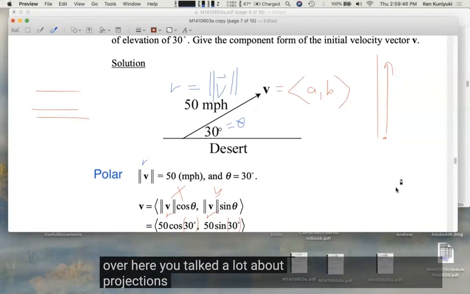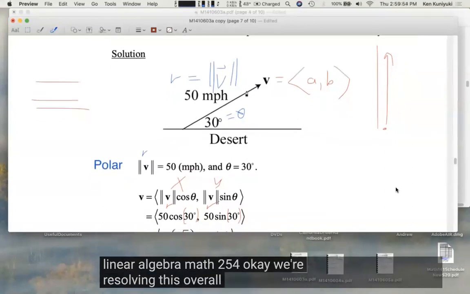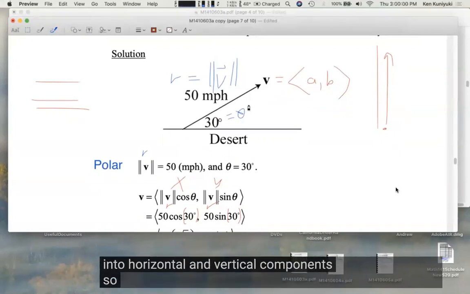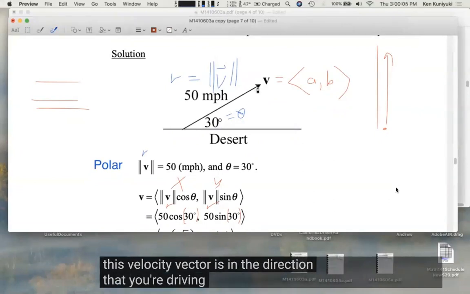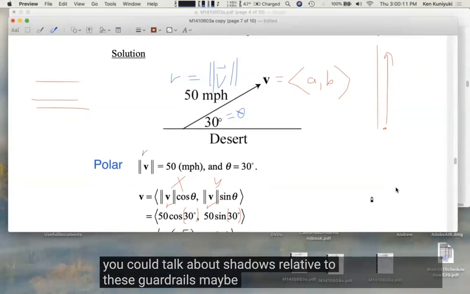You talk a lot about projections later on, especially in linear algebra, Math 254. Okay. We're resolving this overall velocity vector into horizontal and vertical components. So if you're talking about driving a car, this velocity vector is in the direction that you're driving your car in. And then you could talk about shadows relative to these guardrails, maybe.